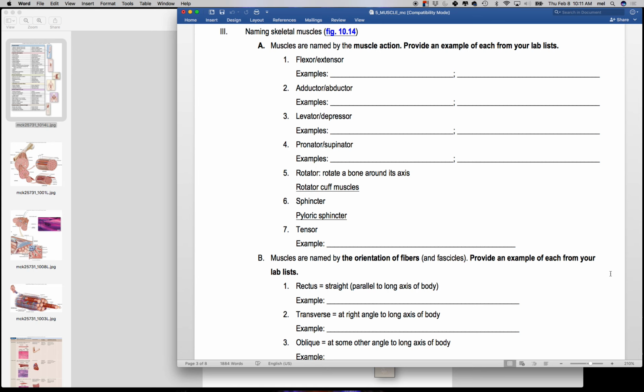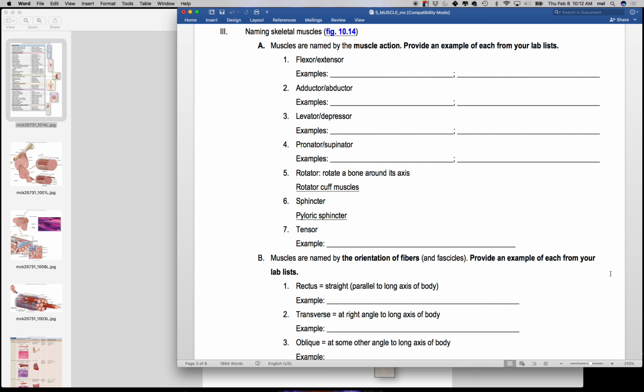Okay, all right, so let's talk about rotator cuff muscles. Now, the rotator cuff muscles have a bunch of actions, but among them, they allow you to rotate a bone around its axis. Does anybody know where the rotator cuff muscles are? They're part of the shoulder, right? And so what they are going to do is stabilize and allow for rotation around that.